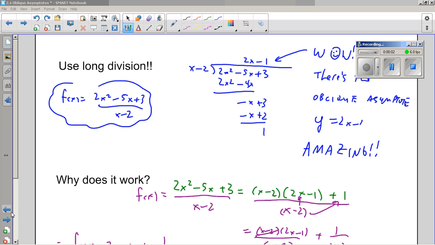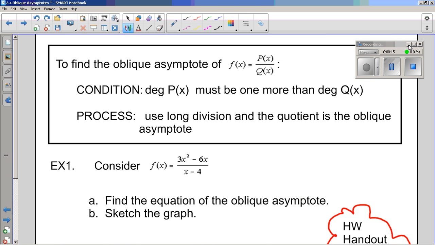Back for part 2 of the oblique asymptotes lesson. Oblique, another word for slant. Slant asymptote, oblique asymptote, they're both fine. Here's our little conclusion, box-worthy conclusion.